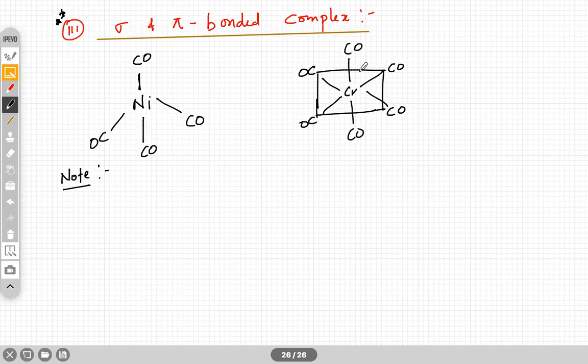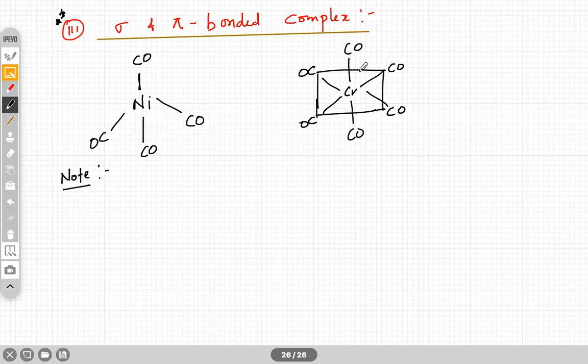Excuse me, sir. Yes. Sir, if a bond is being formed by the donation of electrons from carbon, then how is it a sigma bond? I mean, isn't it a coordinate bond then? I'll explain. Did you copy this? Yes. Okay.